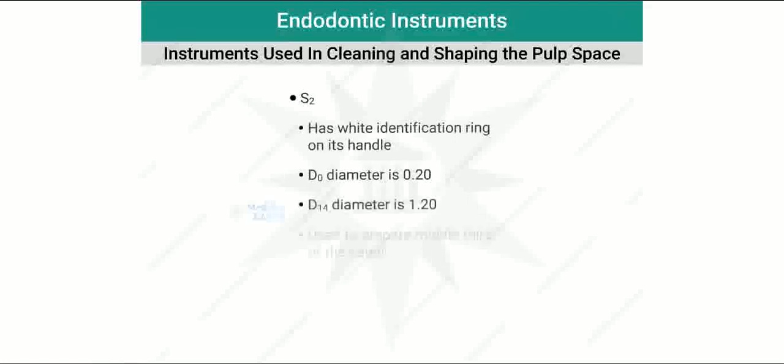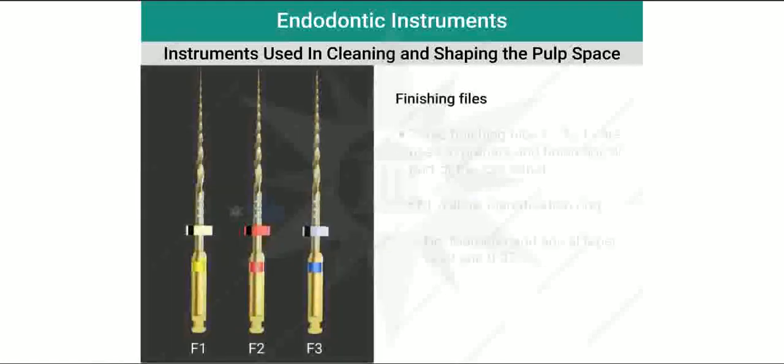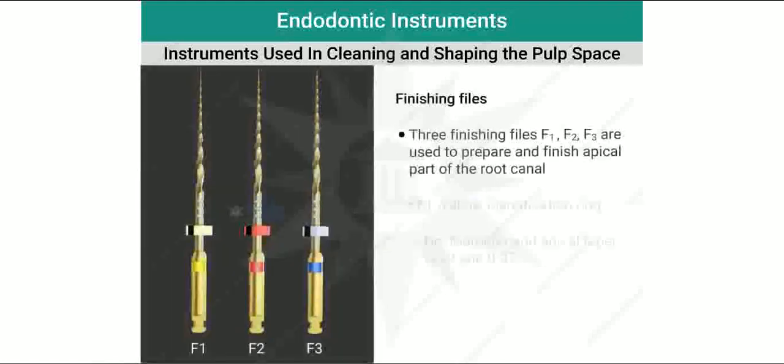And coming to finishing files, there are 3 files: F1, F2 and F3. These are used to prepare the apical part of the root canal. F1 is yellow in color, F2 is red in color and F3 is blue in color. F1 has an apical diameter and taper of 20, F2 has 25 and F3 has 30.